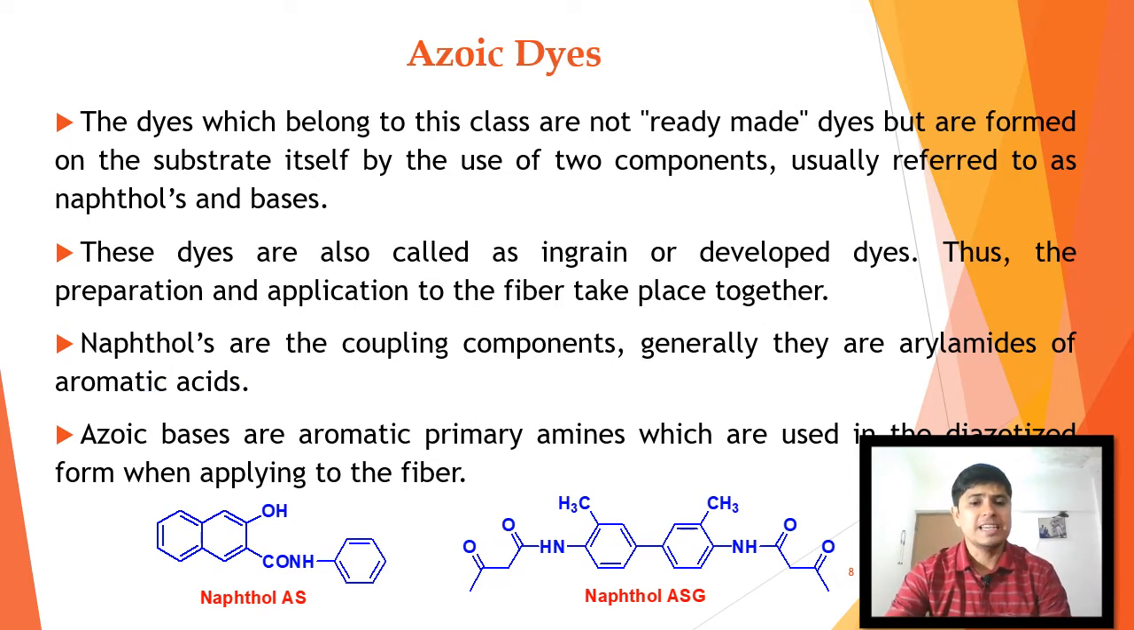And what are azoic bases? Aromatic primary amines, like aniline, which are used in the diazotized form when applying to the fiber. That means aniline we have to diazotize to form benzene diazonium chloride when applied to the fiber. So this is one example of an azoic dye, Naphthol AS, and this is Naphthol ASG.